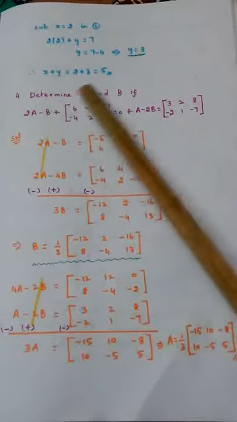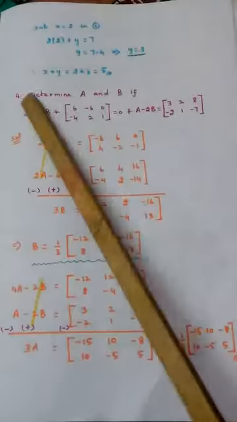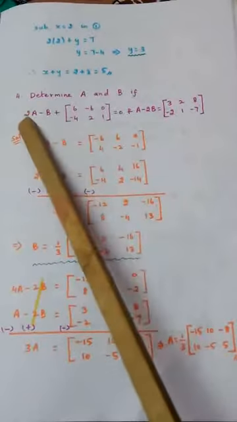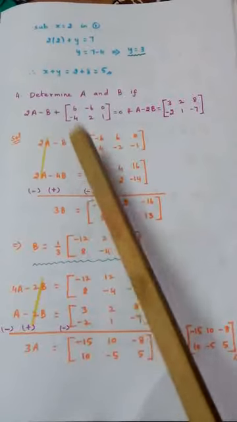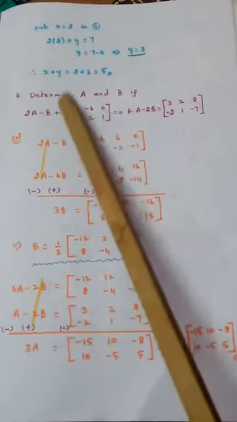Clearly, A and B are two matrices. We need to find what those two matrices are. And the conditions given are these two. So I've taken the first condition here, 2A minus B equal to, listen carefully, and just taking this term to the other side in the first step itself.